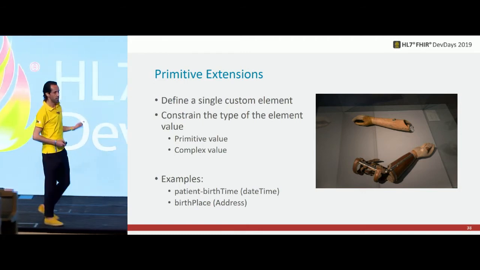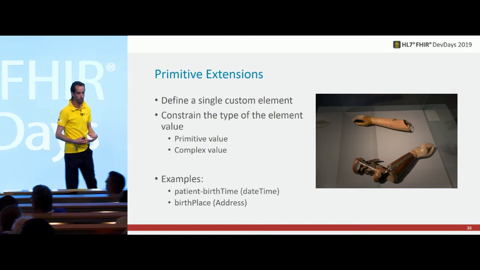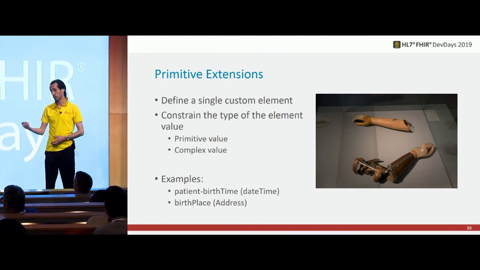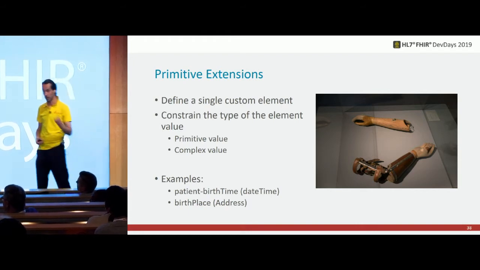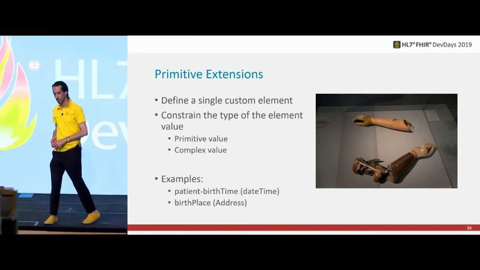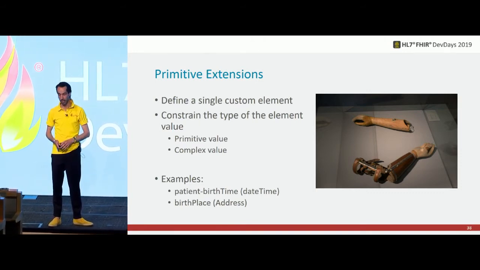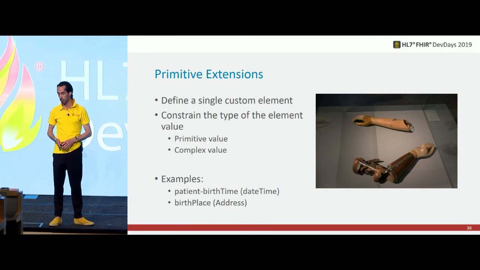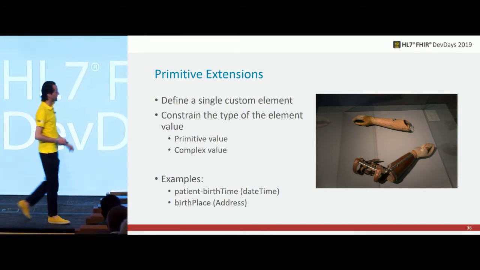So most extensions are primitive extensions. FHIR out of the box even provides you with a large set of extensions. For example, nationality, that's something that's provided by the FHIR spec. It's not part of patient, but there is a standard extension to do this. And most of the extensions are primitives. They just have a single field with a single data type. For example, patient birthplace, patient birth time. It's just a single field.